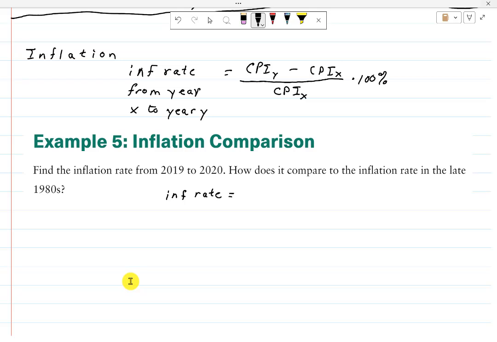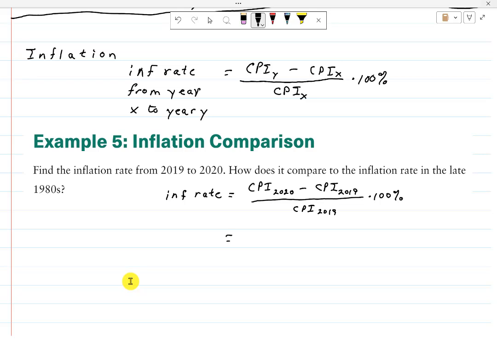We're going to get the CPI for 2020. We're going to subtract the CPI for 2019, and we'll divide by the CPI from 2019. And we'll multiply that by 100%.